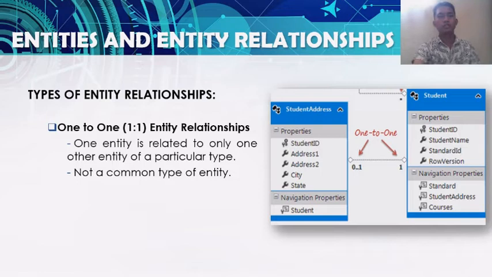The student entity has a reference navigation property to the student address entity, and the student address entity has a navigation property to the student entity. Also, the student address entity has the student ID property as both primary key and foreign key, which makes it a one-to-one type of entity relationship.